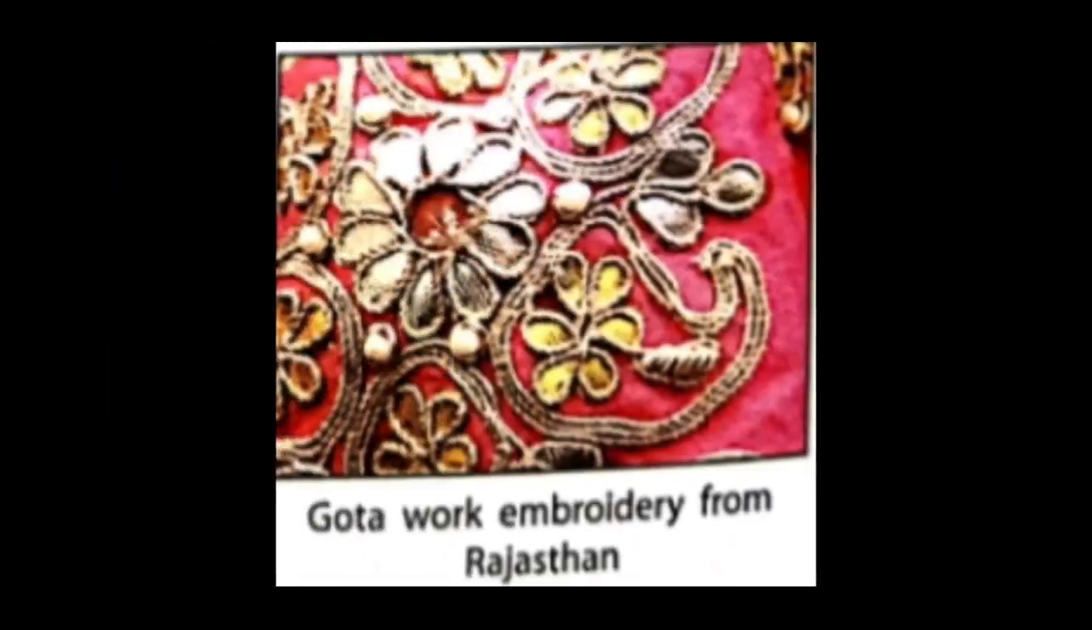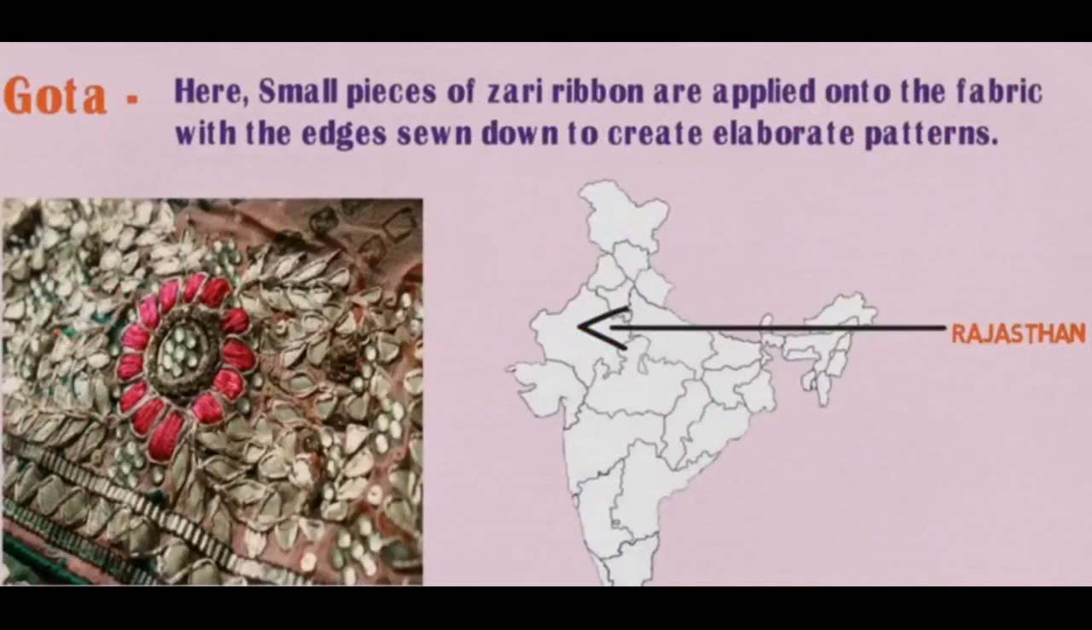Next is Gota work embroidery. Gota work embroidery is from Rajasthan. In Gota work, small pieces of zari ribbon are applied onto the fabric with the edges sewn down to create elaborate patterns. On the India map, you can see it is famous in Rajasthan.